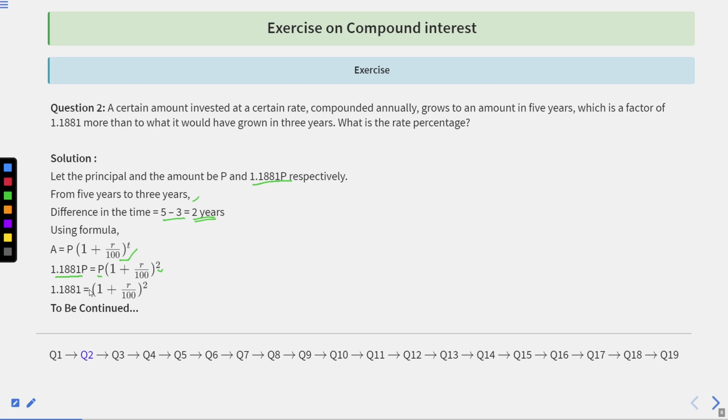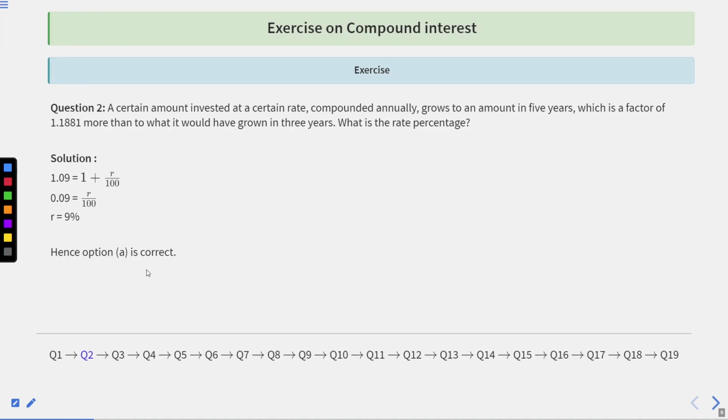So p and p get cancelled here. We will have 1.1881 equal to 1 plus r upon 100 whole square. So the solution will be 1.09 equal to 1 plus r upon 100, which is r equal to 9%. So the option correct here is option A.